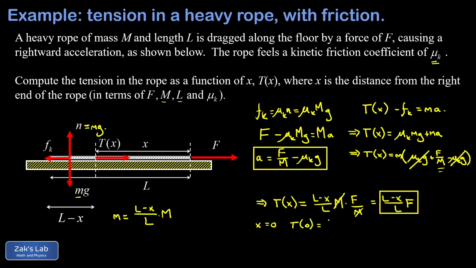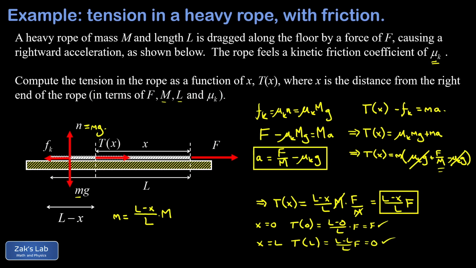And when I plug into my formula, I get L minus 0 over L multiplied by F. That's 1 times F. That's F. So that one works. The other limiting case I want to look at is when x is equal to L. That's the left end of the rope. And the tension at the left end of the rope, well, that's not responsible for accelerating any mass at all. So the tension at the left end of the rope better be 0. So when I evaluate T of L, I get L minus L over L, which is 0 over L times F. And I end up with 0 at the left end. So that makes sense also. So this is a good thing.